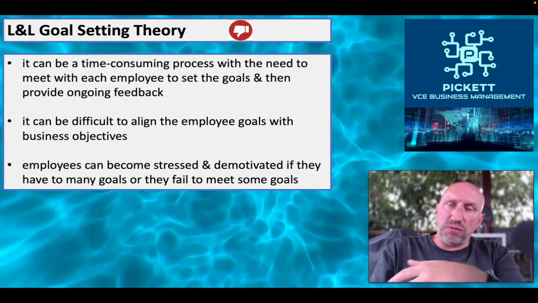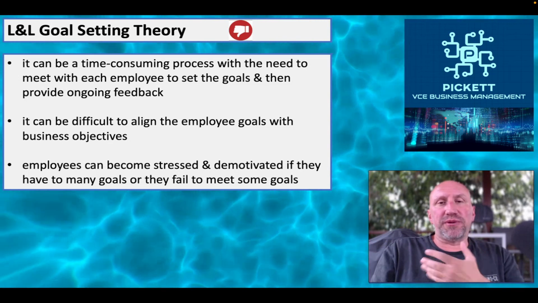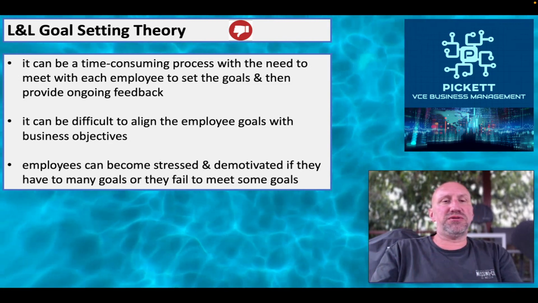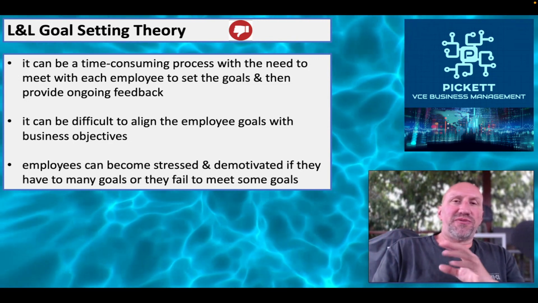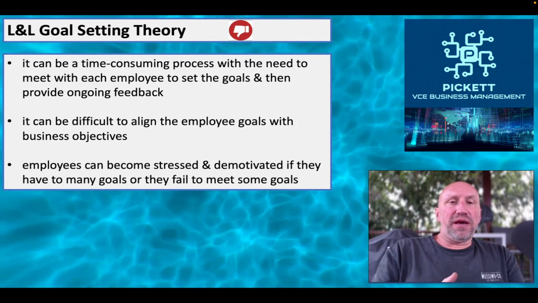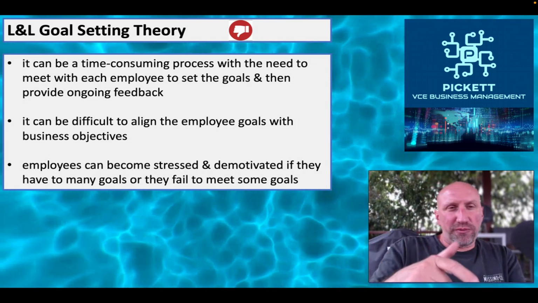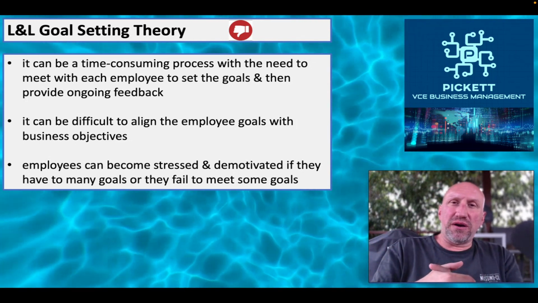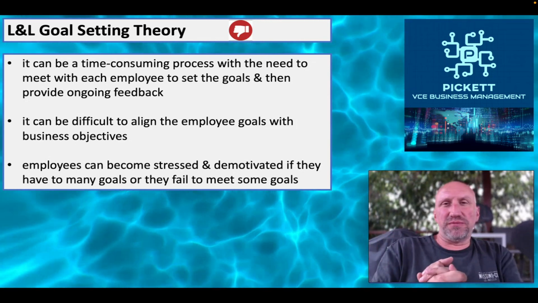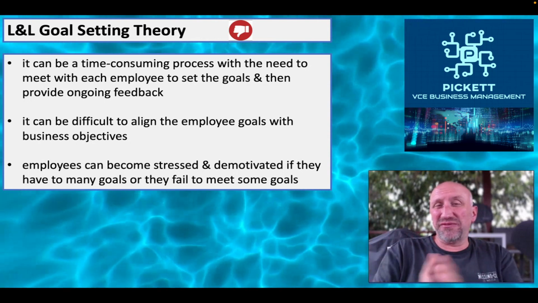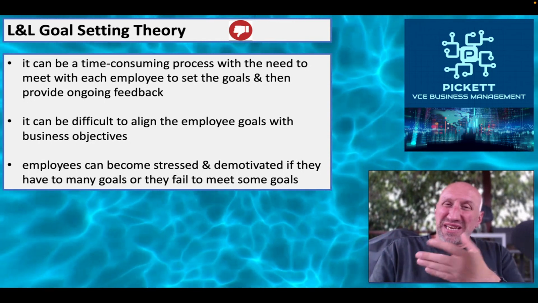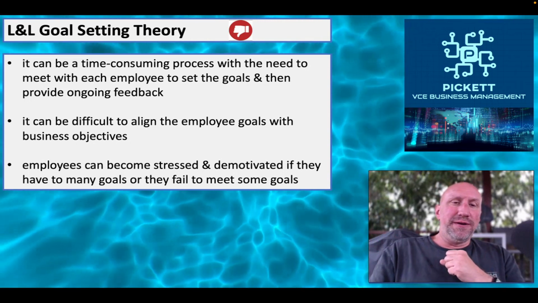Negatives, again, we've mentioned before, like Maslow, time consuming because we need to meet with each employee to collaboratively set the goals, and then we need these regular meetings to provide the ongoing feedback. So it is a bit of a drain on time. I talked before about if you can align the employee goals with the overall objectives of the business. It can be difficult sometimes to do that, particularly with certain types of jobs. Like it's hard to connect the two together. So it's not the easiest thing to do in many cases.